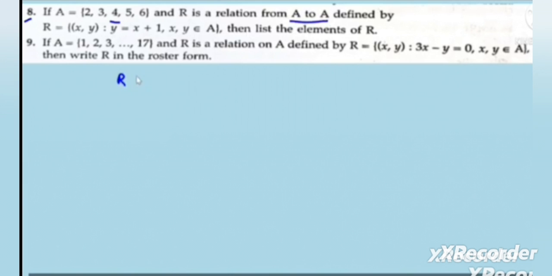In the first sum, it is given A is the set containing 5 elements 2, 3, 4, 5, 6, and R is a relation on A cross A. Here one thing to be noted is that there is no second set B. That means we have to take the cross product of A with itself, but from there we have to choose the subset or the relation R or the elements of the relation R such that y is equal to x plus 1. That means the second component should be 1 greater than our first component. It is very similar to the previous sum only.